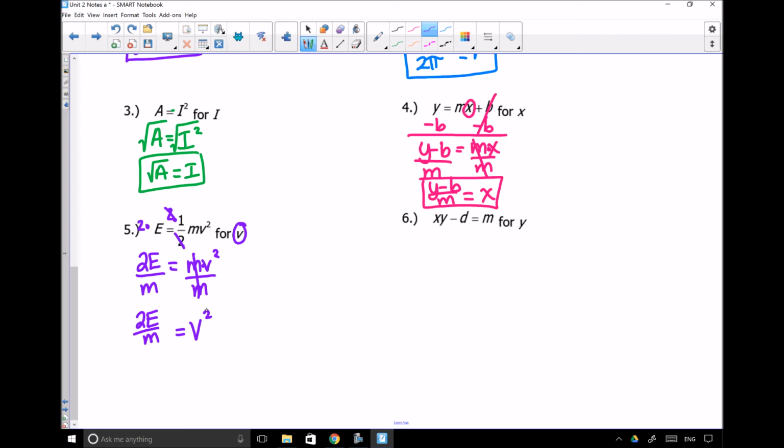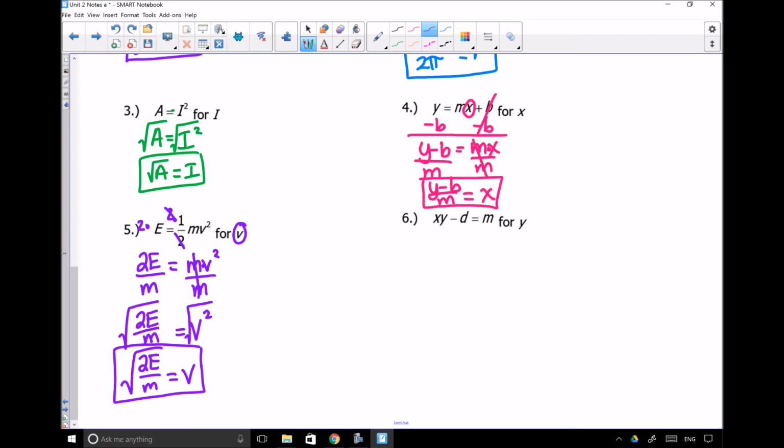Well, what's the opposite of squaring something? Because that's what I want to get rid of now. So to get rid of this square, I'm going to do the opposite, which is square root. So I'm going to square root both sides. So I get v equals 2e. Sorry, let's keep everything on the same side. So I get 2e over m square rooted is equal to v, as this square and this square root cancel each other out. So I end up getting the square root of 2e over m is equal to v. Okay? All right, last one on this page, 3 more to go.